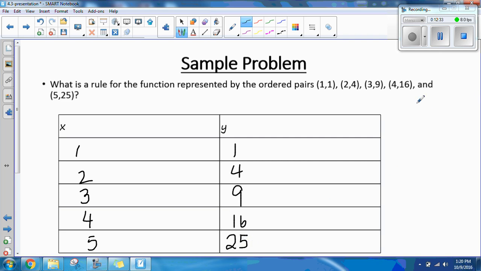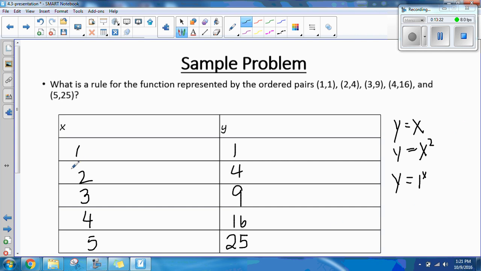Alright, so first we need to think about what rules will work for our first ordered pair. So we can do y equals x. That works, because if x is 1, then y equals 1. We could do y equals x squared, because 1 to the 2nd power will also give me 1. We can also do y equals 1 to the x power, because 1 to the 1st power will also give me 1.